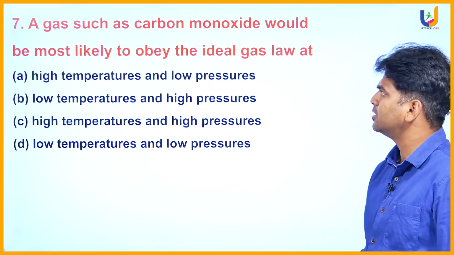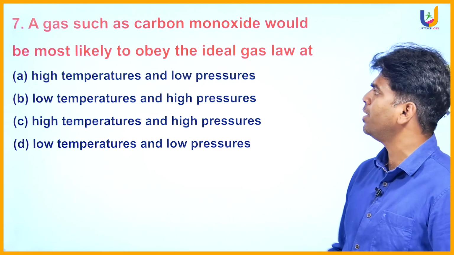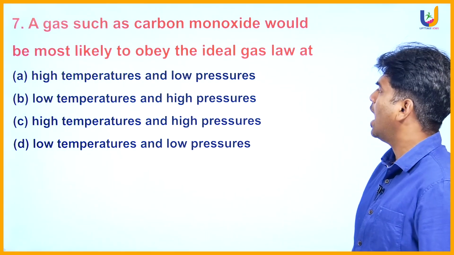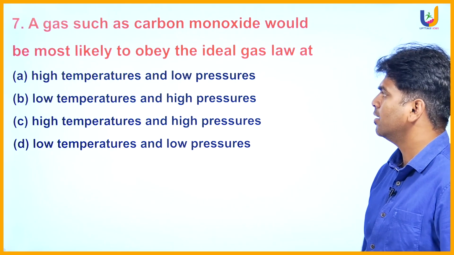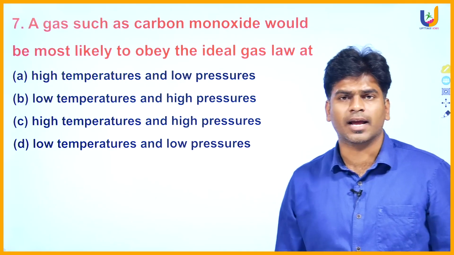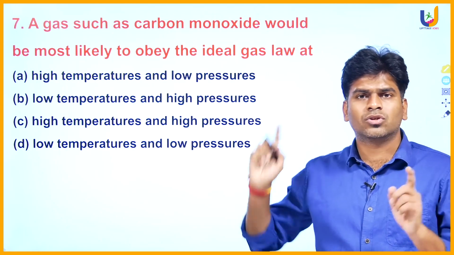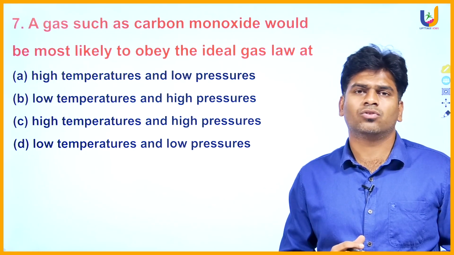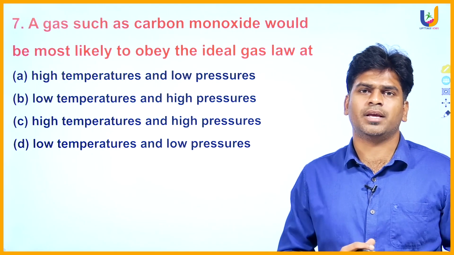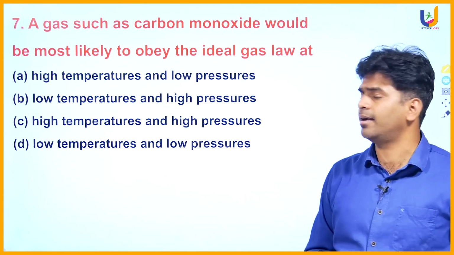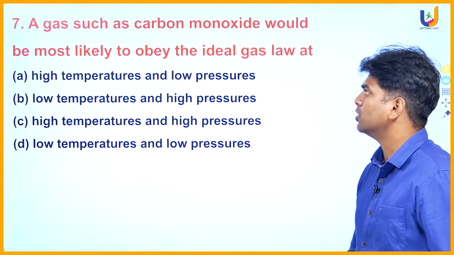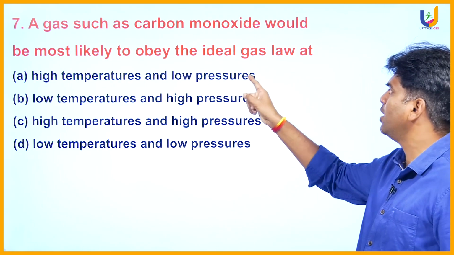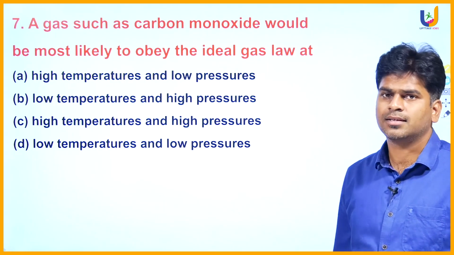Next, a gas such as carbon monoxide would be most likely to obey the ideal gas law at a high temperature and low pressure. At this condition only will they follow ideal gas behavior. At high temperature and low pressure, it will obey the ideal gas equation.